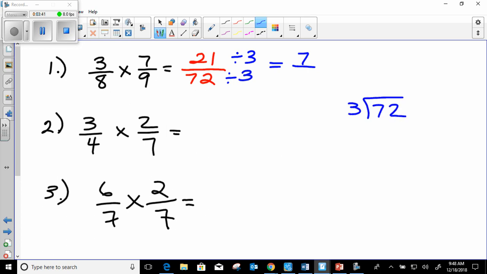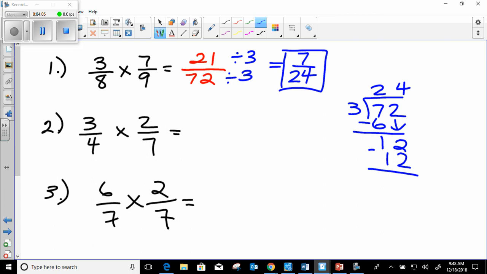Does 3 go into 7? Yes. 2 times. 2 times 3 is 6. That leaves 1. Bring down the 2. Does 3 go into 12? Yes. 4 times. That's 12. Okay, so it goes into it 24 times. So 72 divided by 3 is 24. I think that is in lowest terms. I don't think I can reduce that any further. So that looks like my answer.